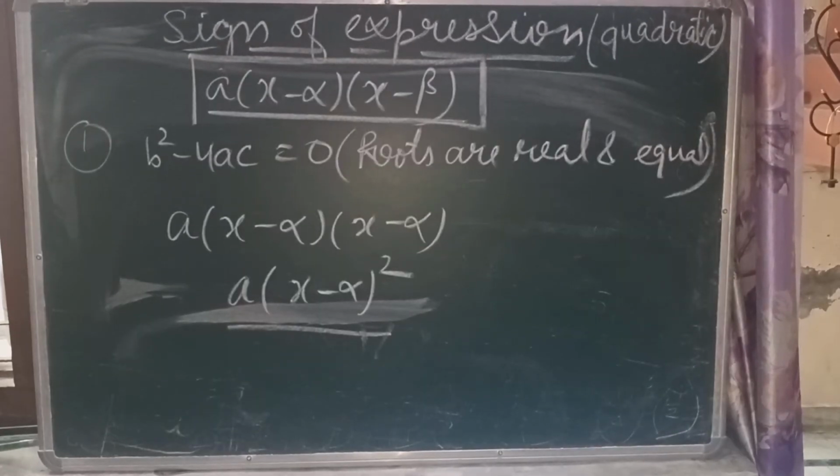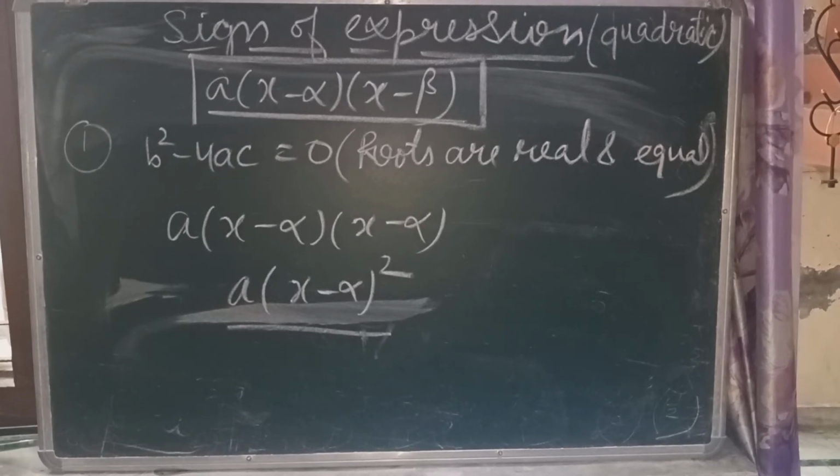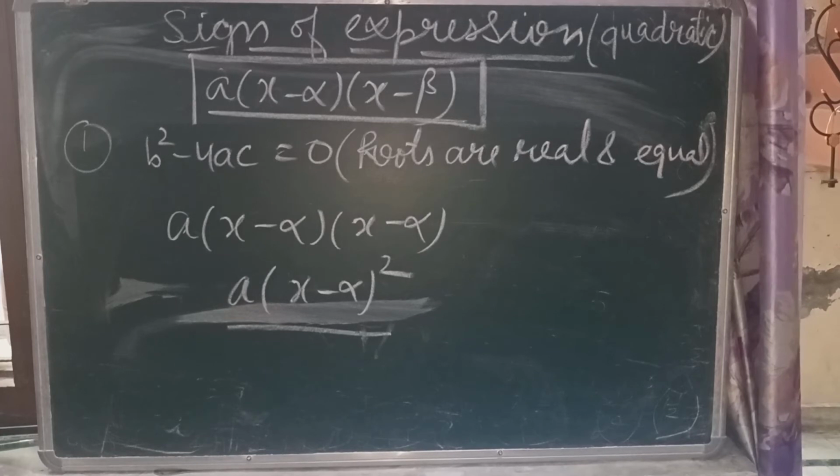As I told you, there are three cases to examine the sign of the given quadratic function. As when we were finding the nature of the roots, we also took three cases: when the discriminant is 0, when the discriminant is less than 0, and when the discriminant is greater than 0, and as we know the discriminant is equal to b square minus 4ac. So here I have taken the first condition, b square minus 4ac is equal to 0.